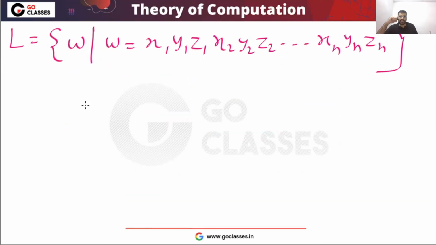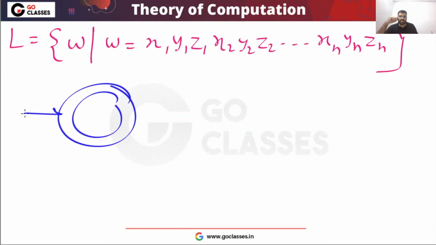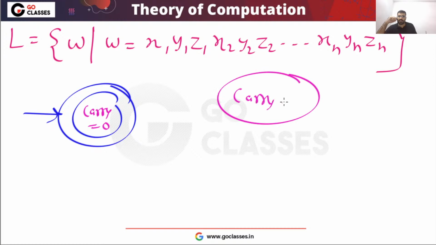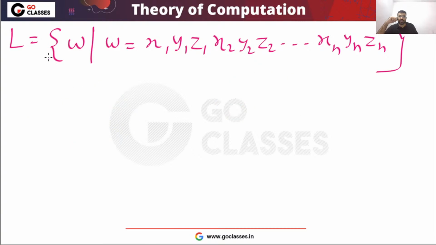We have already seen the carry 0 state, all the transitions. Now let's see the carry 1 state. Let me talk about the carry 1 state. In the carry 1 state, the carry is 1.